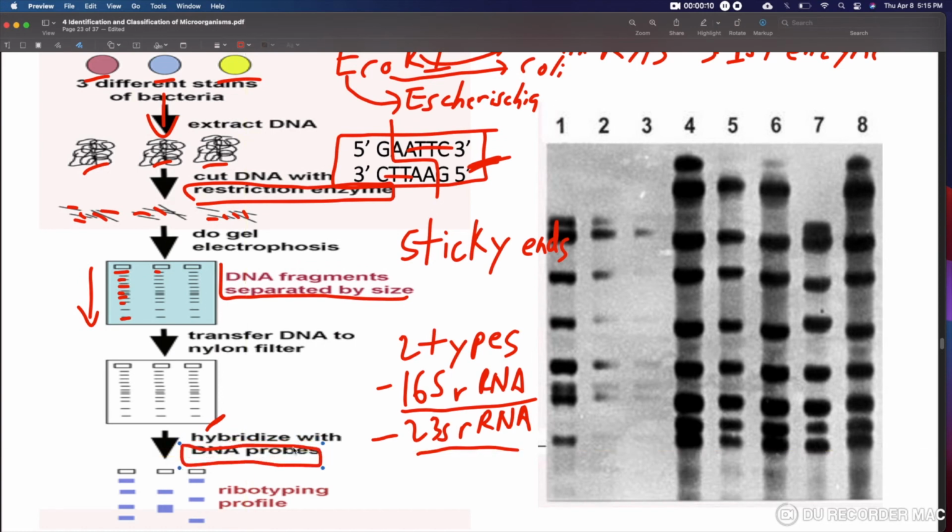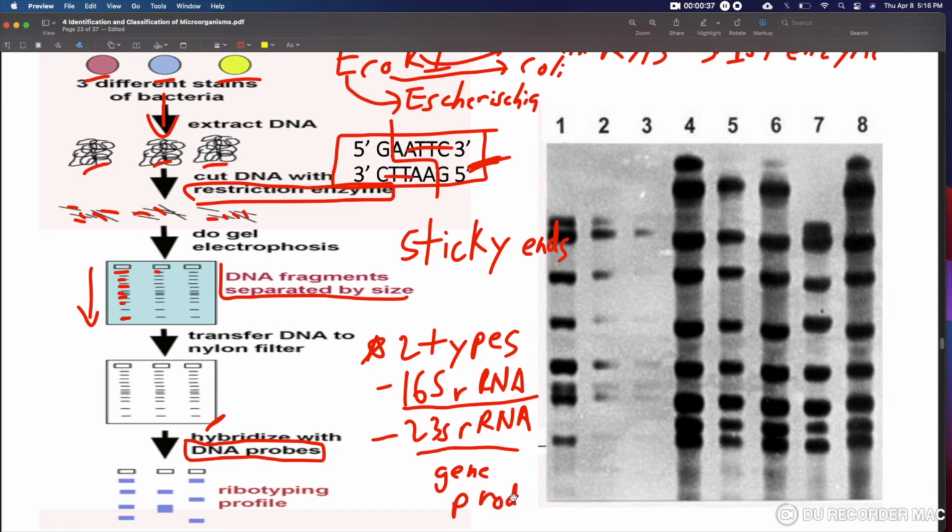We're now going to use what we call DNA probes to hybridize with those DNA fragments. So what are DNA probes? DNA probes are short single-stranded DNA that is complementary to a particular sequence of your DNA. There are two types of DNA probes that we're using here: your 16S rRNA and your 23S rRNA gene probes. So these are the two gene probes that we're using.